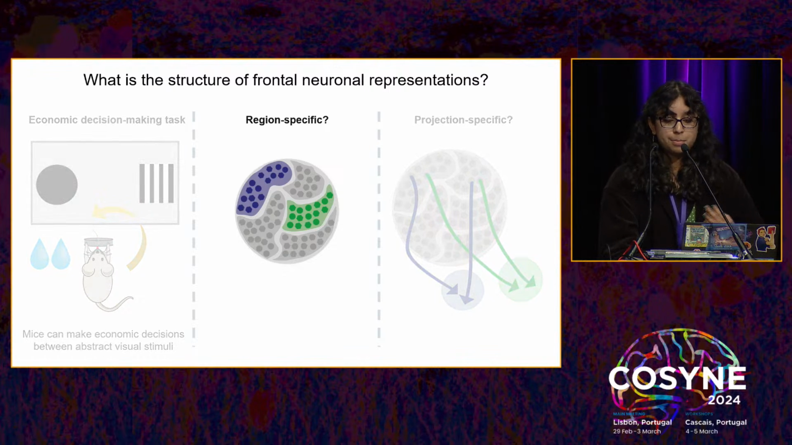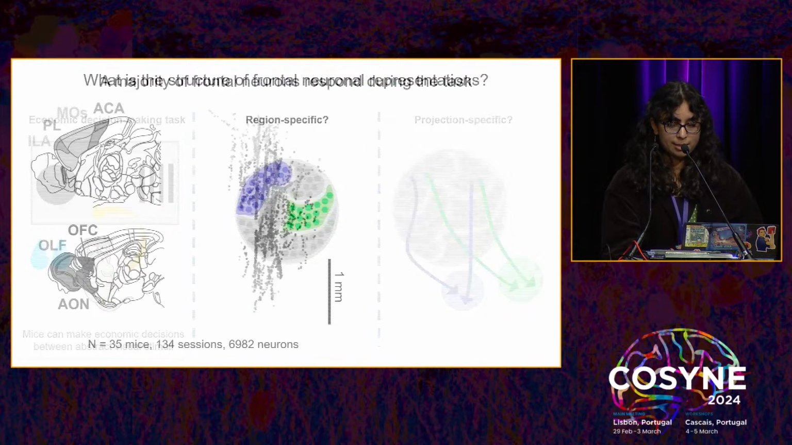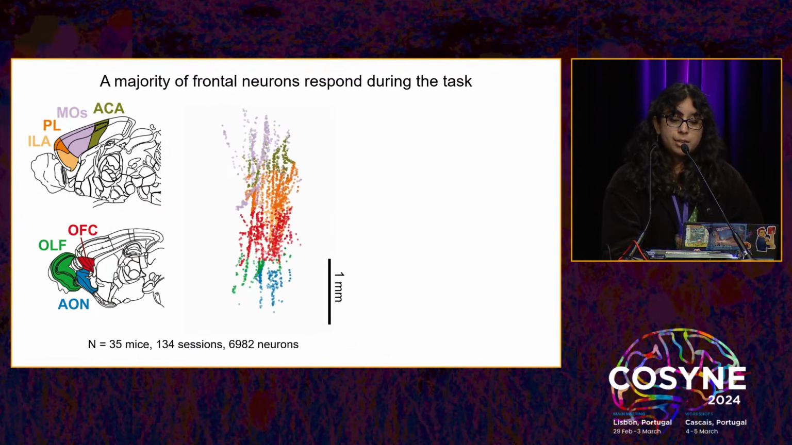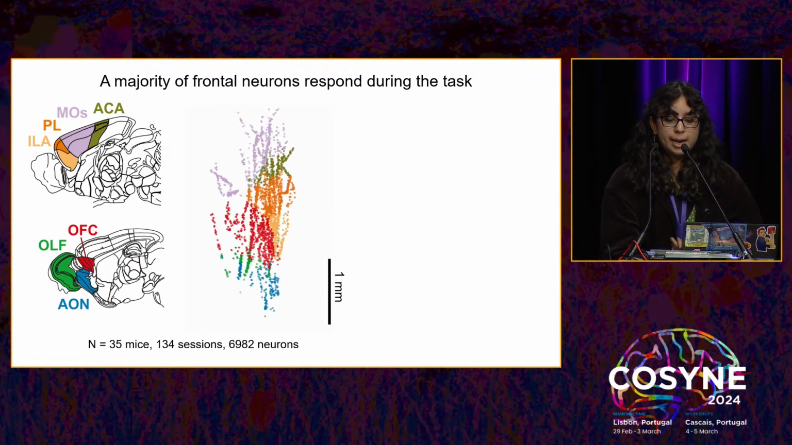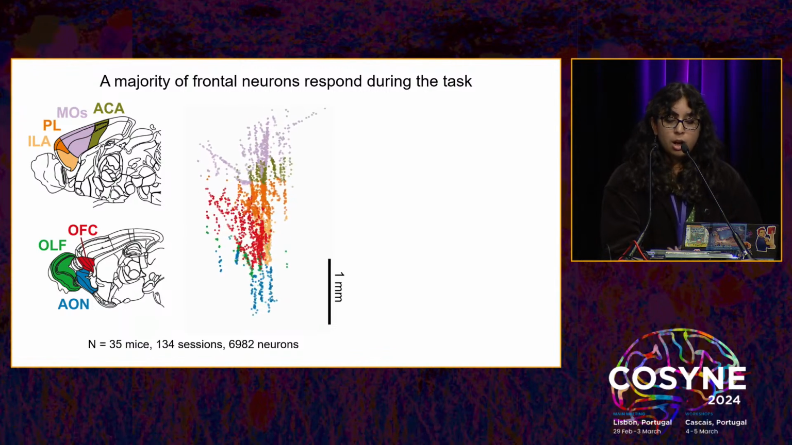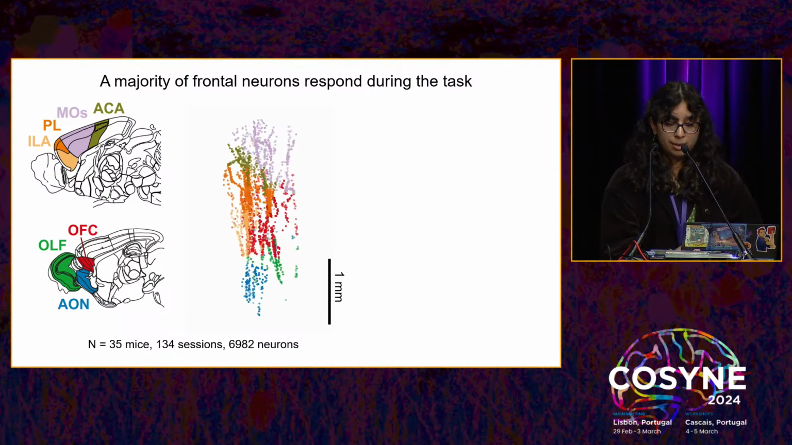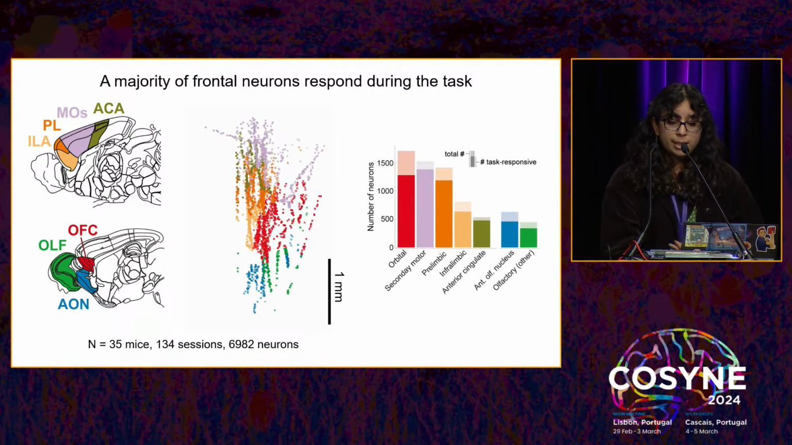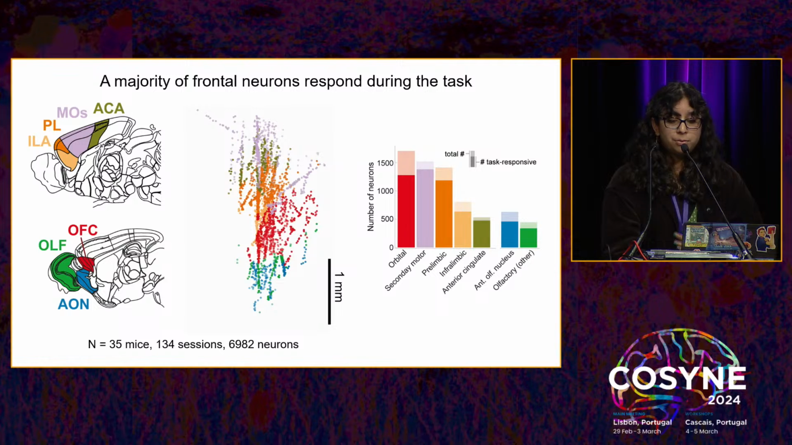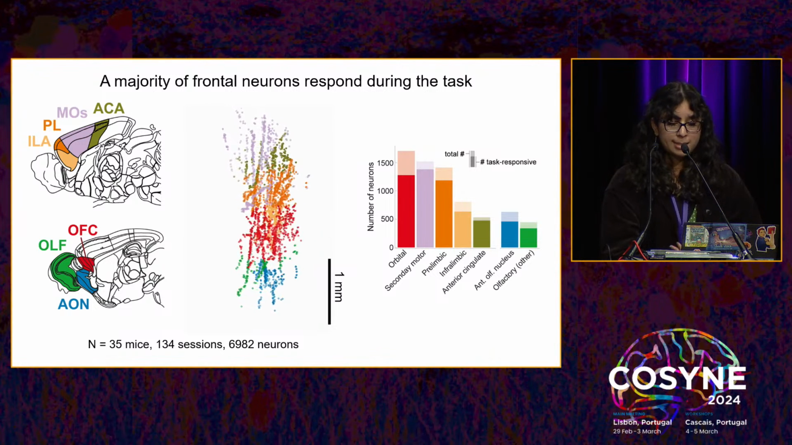Having established this behavioral task, we next investigated the representations of economic variables across the frontal cortex during this task. We used Neuropixels probes to record the activity of thousands of neurons across several regions of frontal cortex in mice performing our task. We observed that a majority of neurons across all frontal regions showed modulations of their responses by task events.